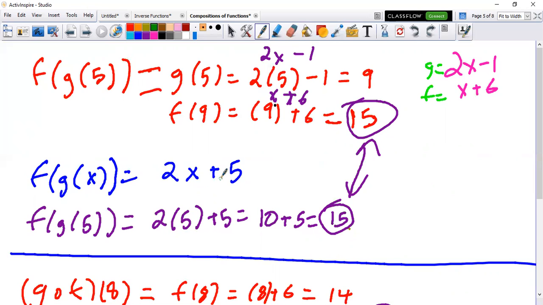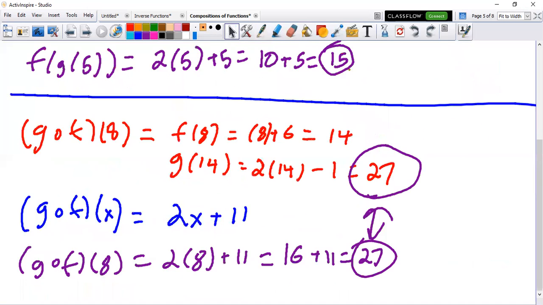So now here's the catch. If I were to ask you on a quiz, test, or worksheet to calculate this first, and then asked you what is f of g of 5, instead of having to do the two separate equations, you could just plug 5 into here. 2 times 5 is 10, plus this 5 is 15. Whether we did the two separate equations or the one combined equation, we got the same answer in the end, 15.